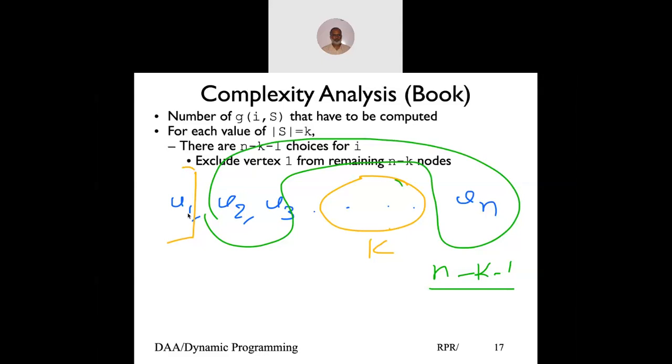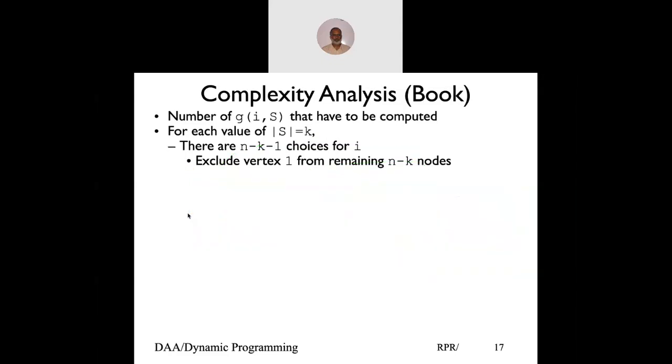So for each, now within this k, I choose one vertex at a time and I have many choices. That's essentially what you are saying here. So when I choose for each value of k, for each vertex within this set, I have n minus k choices. And thus, you look at how to compute.